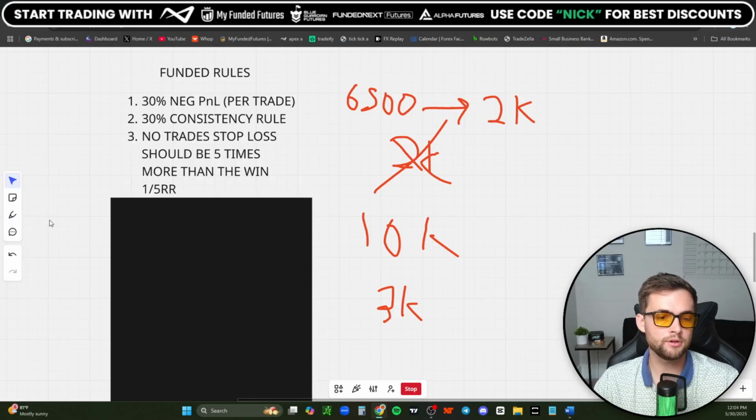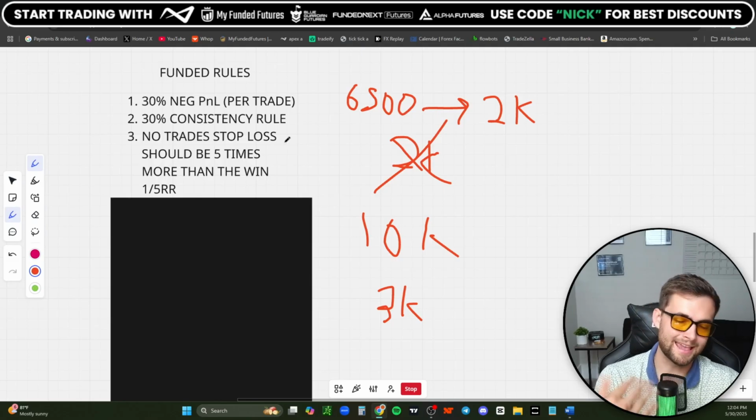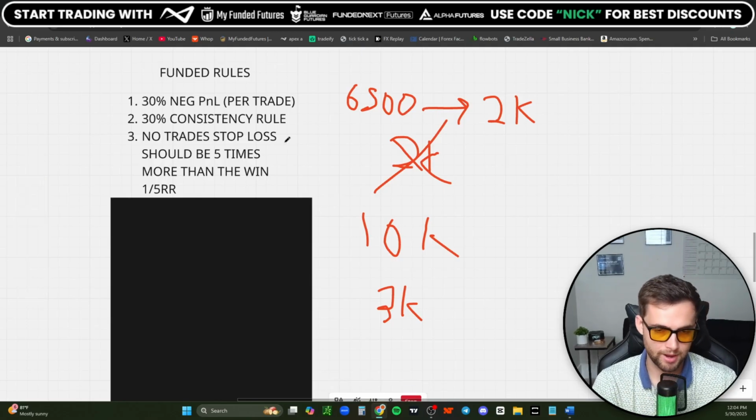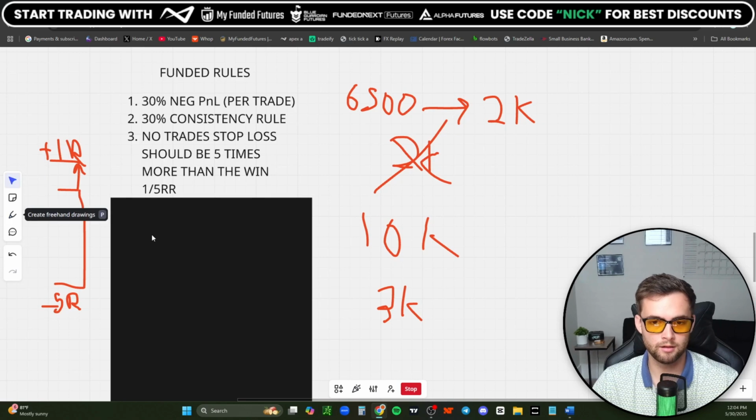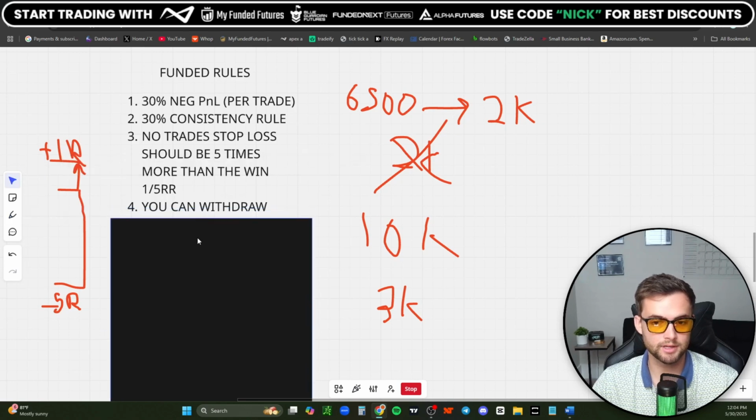And number 3 here is another big misconception as well. People think you can't make a 5-hour trade, otherwise Apex is going to ban you. No, that's not true. Basically, if you went long right here and your TP is right here at 1R, your stop loss cannot be all the way down here at negative 5R. Why would anyone want to do that? Like I say, I'm going to move on now because I've never seen anyone get denied from that.